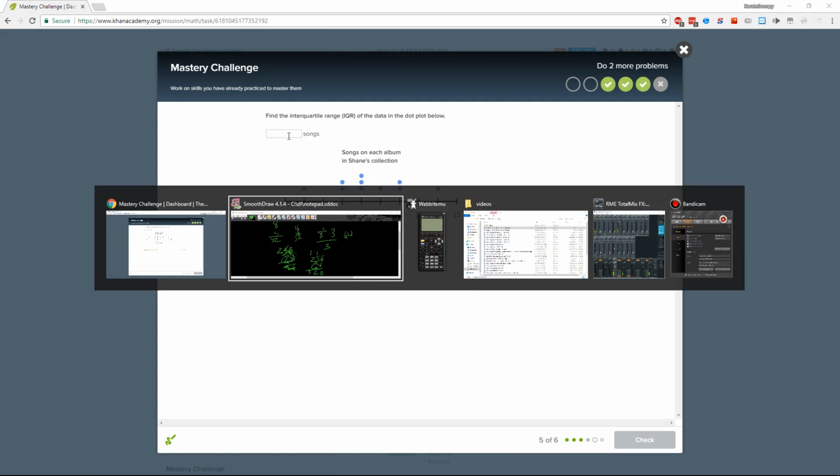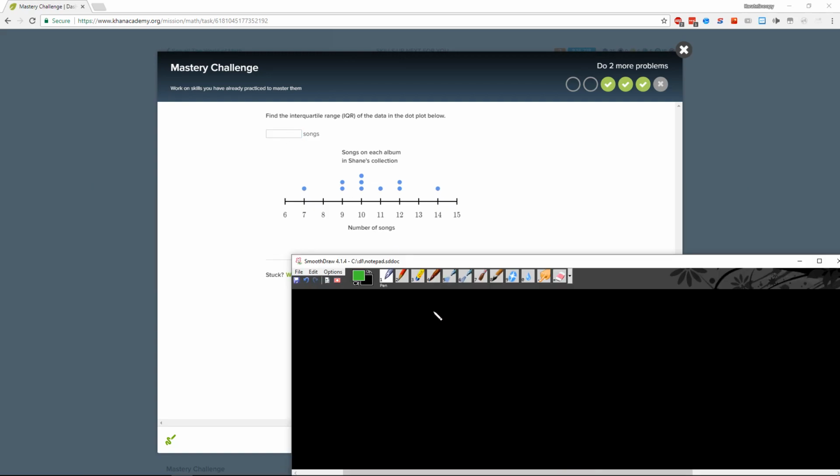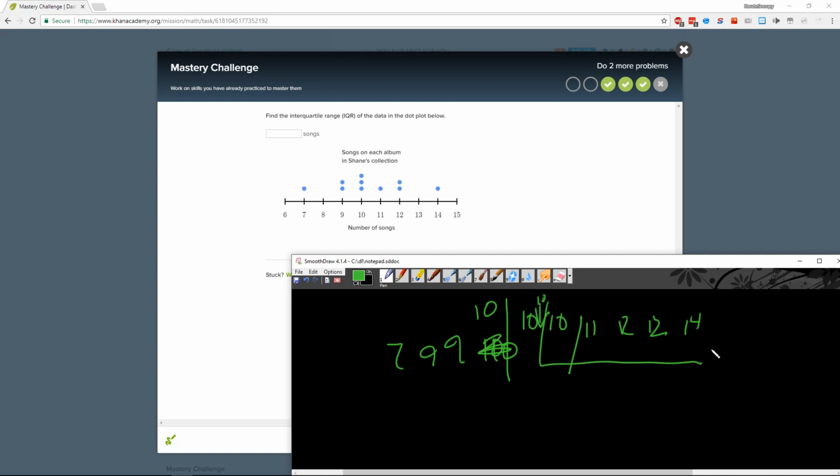Find the interquartile range. So I got 7, 9, 9, 10, 10, 10, 10, 10, 11, 12, 12, 14. So that's 4. And that's 4. So right there is the middle. So the middle of these is there. And the middle of these is there. So that's 3.